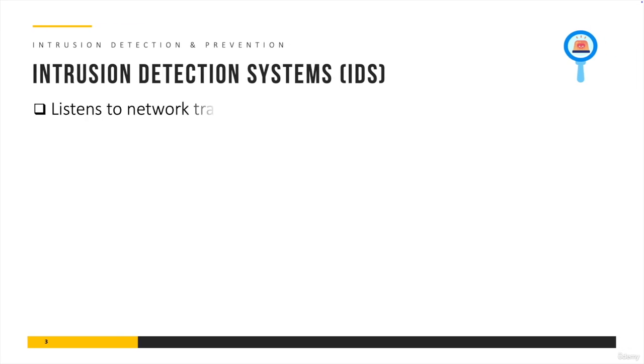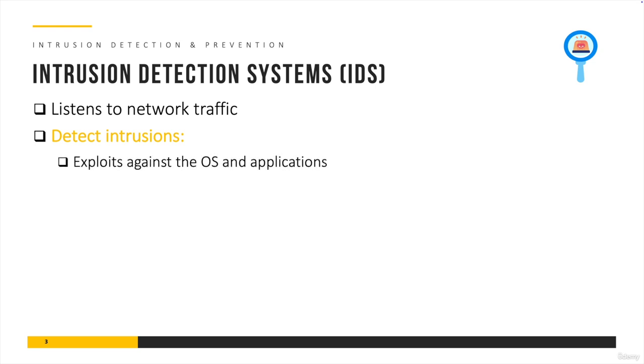You can think of intrusion detection systems as sort of a security guard, which listens to all the network traffic, everyone coming in, going out, and the basic job is to detect any kind of intrusion, which could be exploits against the operating systems and applications, it could be SQL injections, cross-site scripting attempts, or data exfiltration attempts.